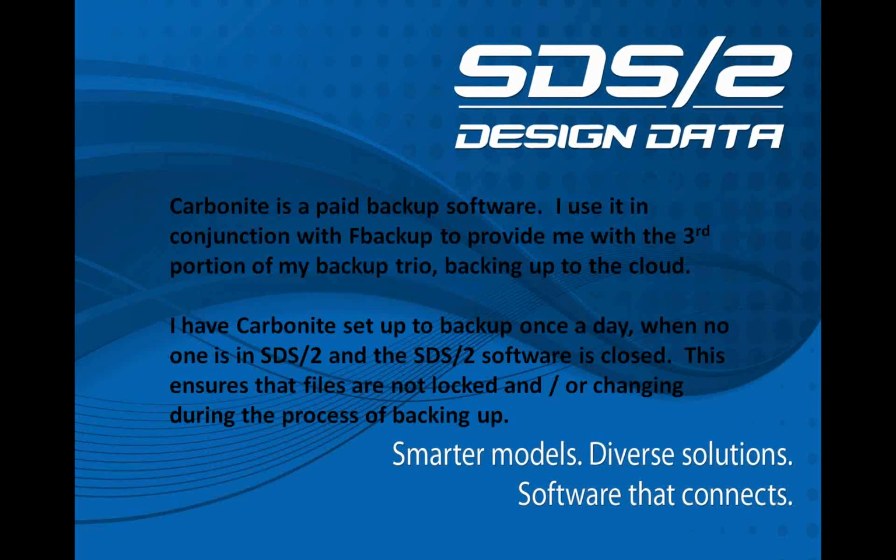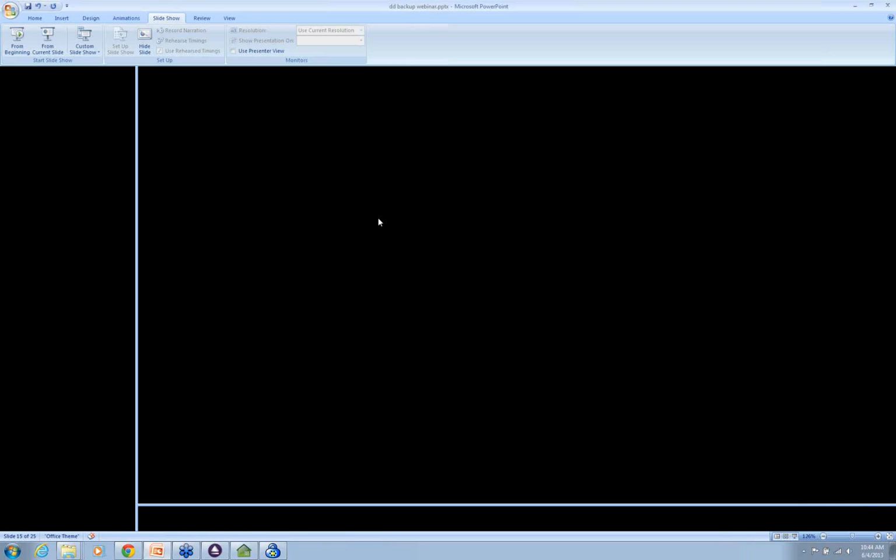Again, FBackup I use to have a local backup and a backup to an external hard drive, which I take off-site. I have Carbonite set up to back up once a day when no one's in SDS2. Again, with SDS2 closed, and this ensures that files are not locked and or changing during the process of backup. Now we're going to go ahead and take a look at setting that up.